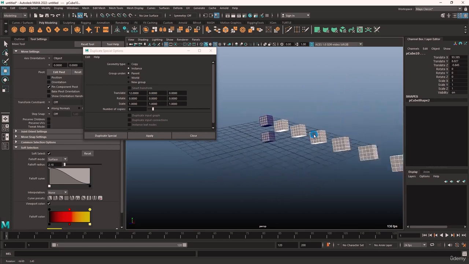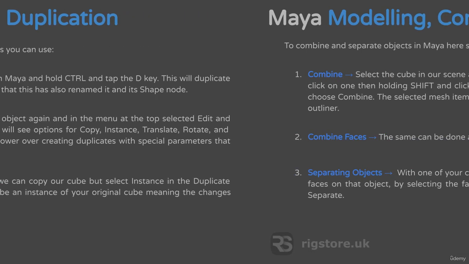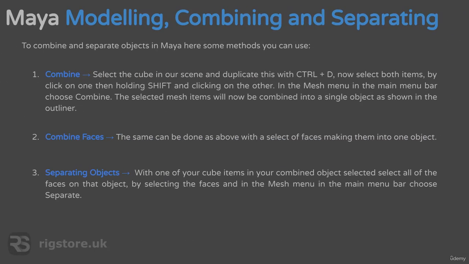Duplicating as an instance. As above, we can copy our cube, but we can select instance in the duplicate special option box. And every object will be an instance of your original cube, meaning that any changes made to one are reflected overall.